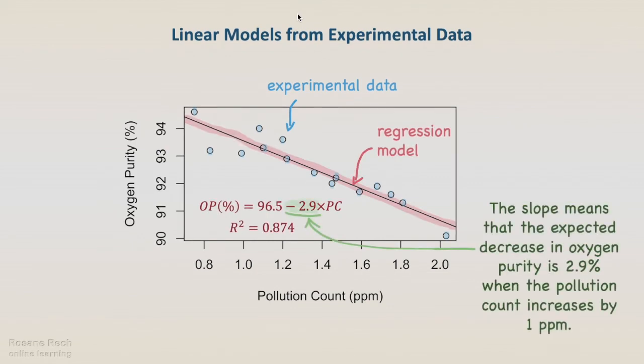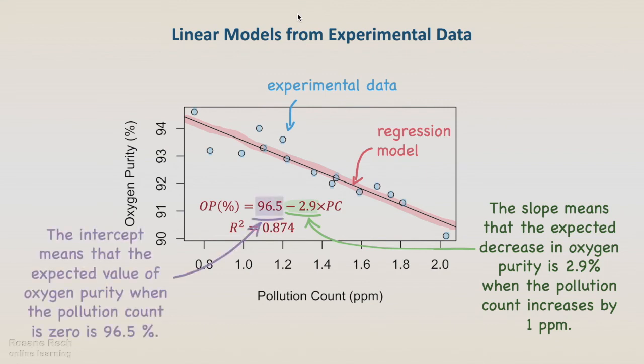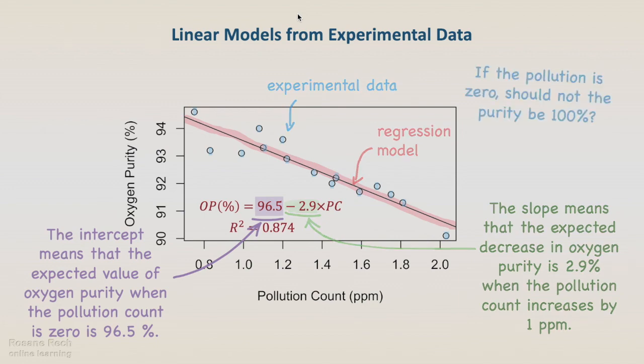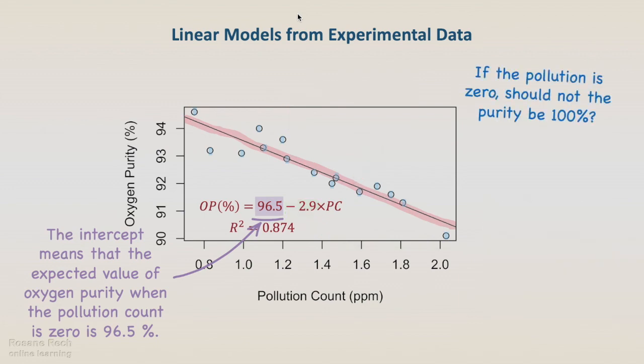The slope of negative 2.9 means that the expected decrease in the oxygen purity is 2.9% when the pollution count increases by 1 ppm. The intercept means that the expected value of oxygen purity when the pollution count is 0 is 96.5. But wait, if the pollution count is 0, should not the purity be 100%? Why is it only 96.5%?